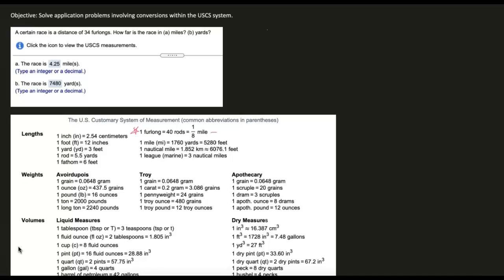If working with 1/8 of a mile is not what you desire, let's say you want to work with the decimal, you could change that to the decimal form of 0.125 miles. Just divide and you can get that decimal value. So let's start with 34 furlongs. I'm just going to abbreviate that with an F. And we're going to multiply it by the conversion fact that 1 furlong is equal to 0.125 miles.